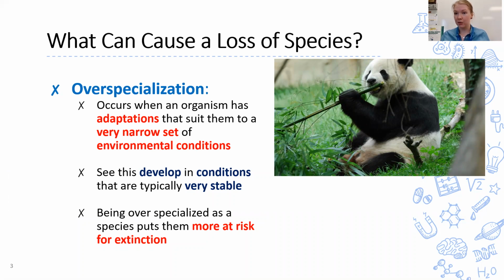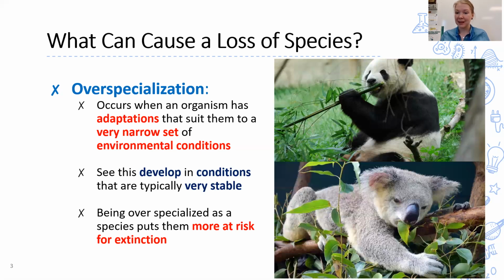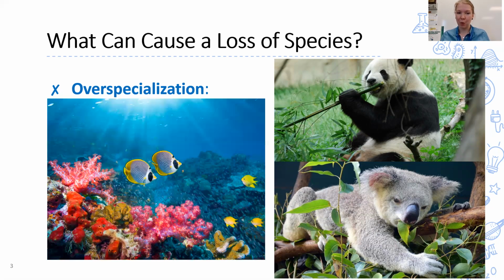For an example, pandas are pretty reliant on bamboo as their main dietary resource. And so if bamboo all of a sudden got wiped out, that would cause the pandas to go extinct. Same thing with koalas. They're pretty exclusively reliant on eucalyptus leaves to make up their diet. If eucalyptus leaves disappear, so would the koalas.